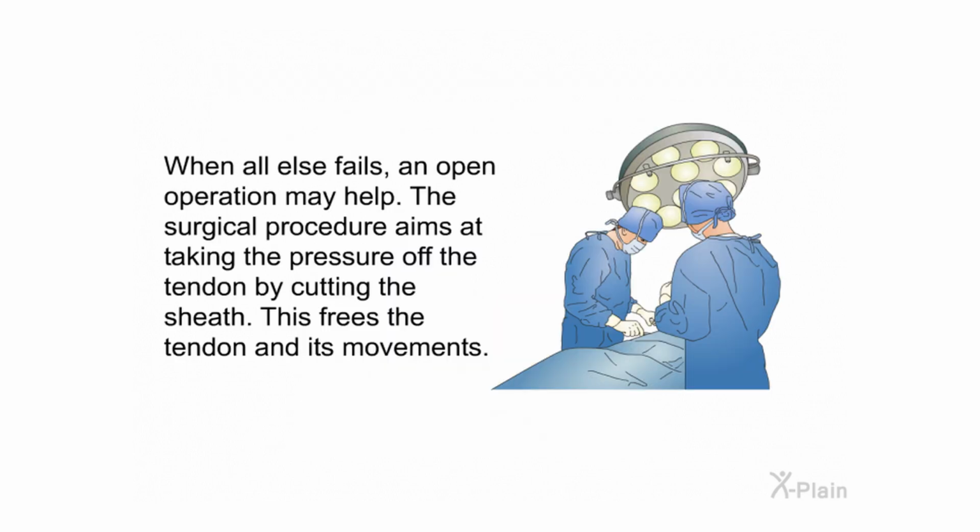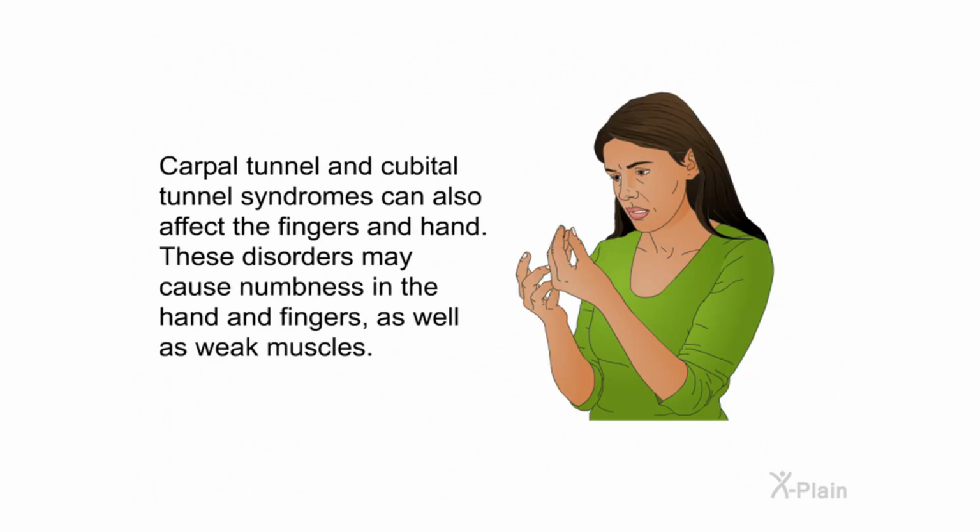When all else fails, an open operation may help. The surgical procedure aims at taking the pressure off the tendon by cutting the sheath. This frees the tendon and its movements. Carpal tunnel and cubital tunnel syndromes can also affect the fingers and hand. These disorders may cause numbness in the hand and fingers, as well as weak muscles.